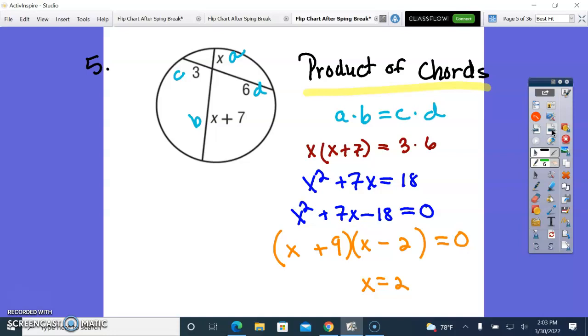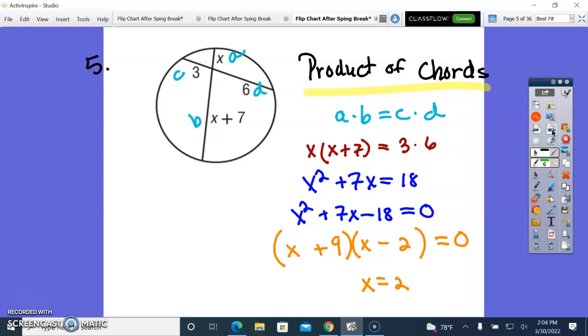Remember, when you have an x squared and an x, we have to factor. So I am doing reverse FOIL, and so I had to break it down to two factors. The last terms have to multiply to give me that negative 18, and the two middle terms have to add to give me a positive 7x. So it was x plus 9 times the quantity x minus 2.